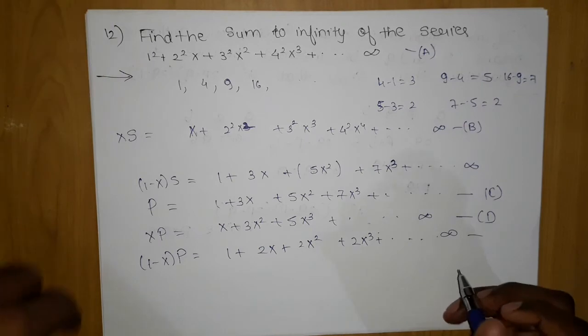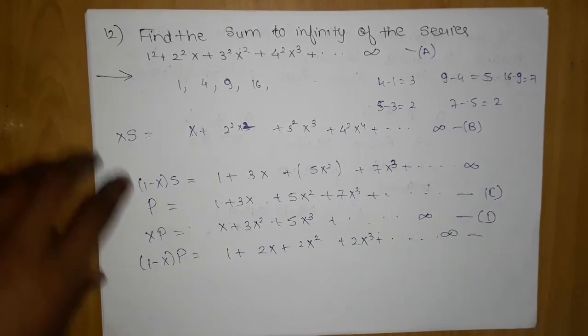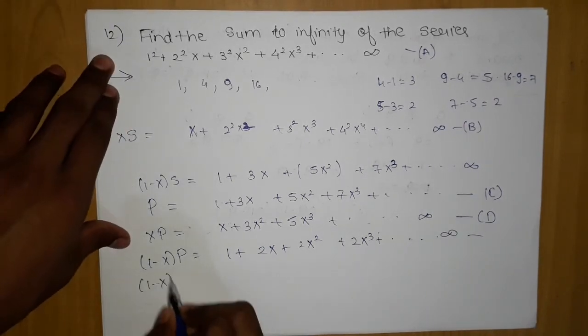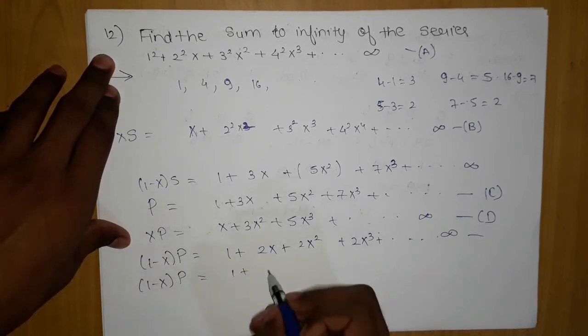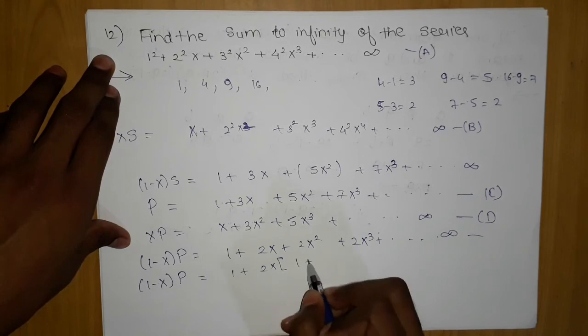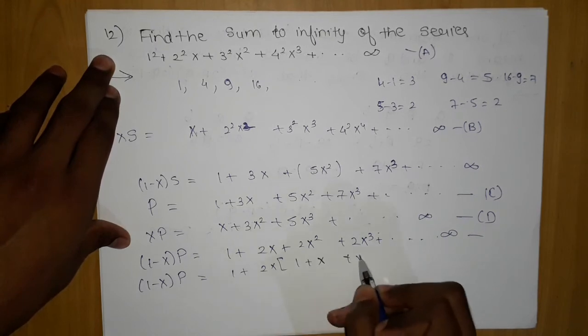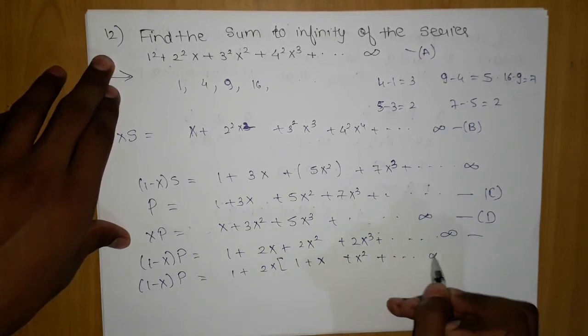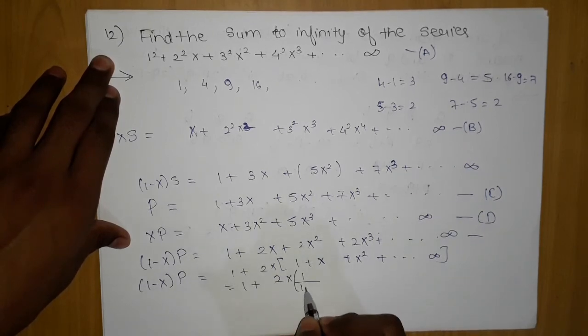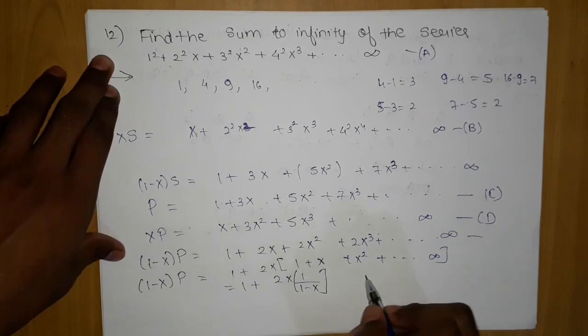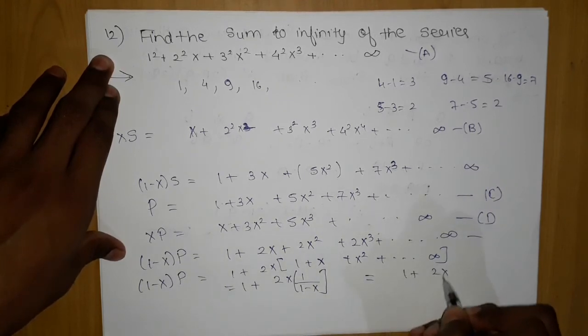Okay, so we are getting this equation. Now after this equation, 1 plus 2x. If I take 2x common, what I am left with is 1 plus x plus x square, and so on till infinity. Can I get this sum? Yes, 2x upon 1 minus x, which gives you 1 plus 2x upon 1 minus x.